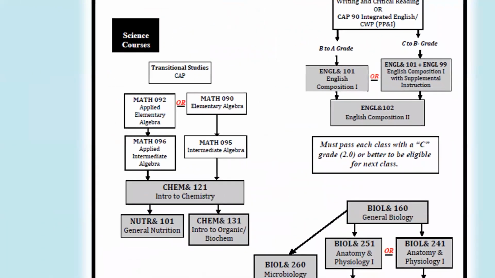Over on the left side, we'll notice how math is tied to chemistry, and chemistry is tied to the additional chem and the nutrition. This is really critical to point out because math is a subject that you do not want to hesitate to begin. Without math, you would not be able to take chemistry coursework or nutrition.